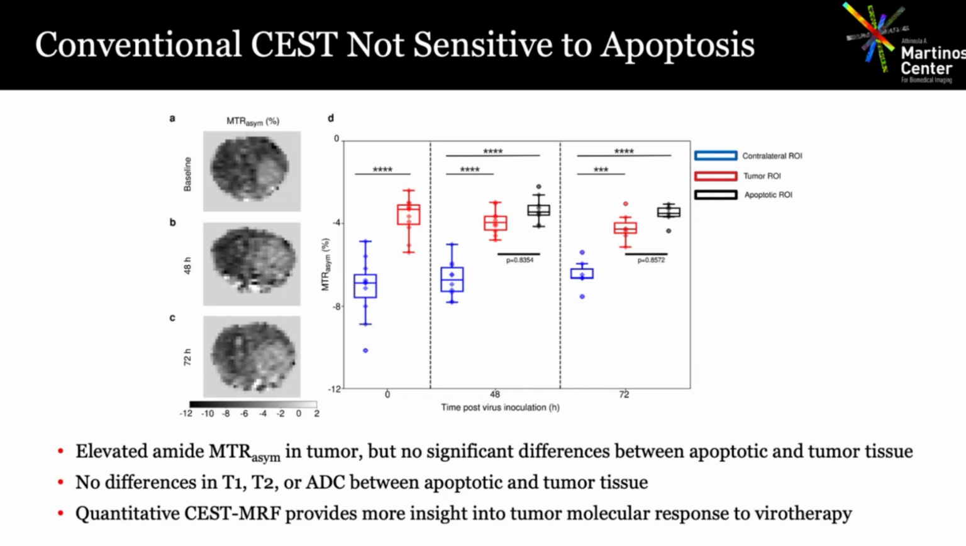And then you get longer T1, so your CEST contrast is higher. So that's why I think it's really useful to be able to pull out these different contributions to the CEST contrast, because there's actually a lot of useful information buried underneath all those different contrast mechanisms. And just also to point out, there are no differences in T1 and T2 or diffusion ADC between the apoptotic and non-apoptotic tumor tissue. So again, I think using this quantitative CEST MRF approach, we can provide much more early insight into the tumor molecular response to the virotherapy.